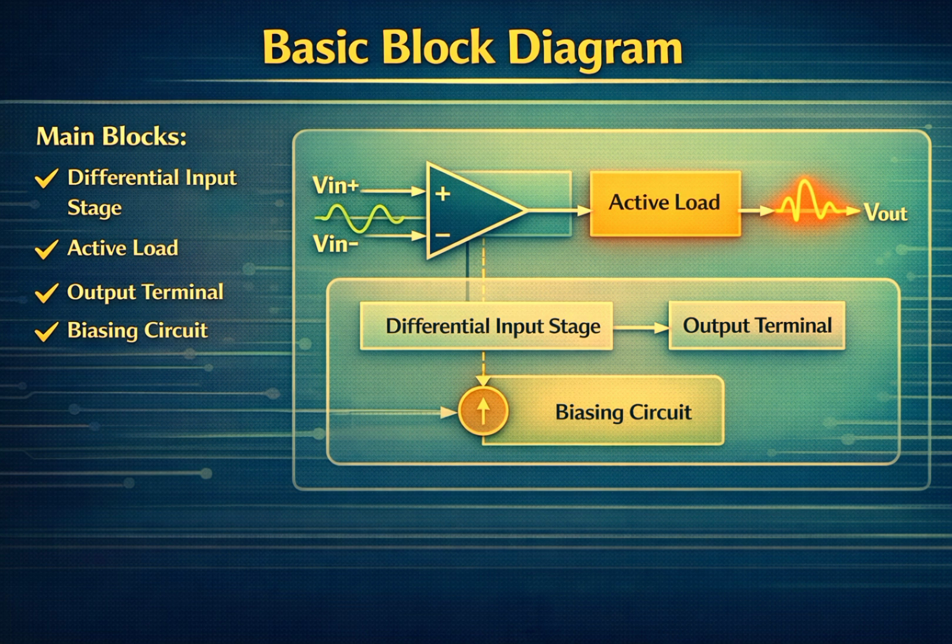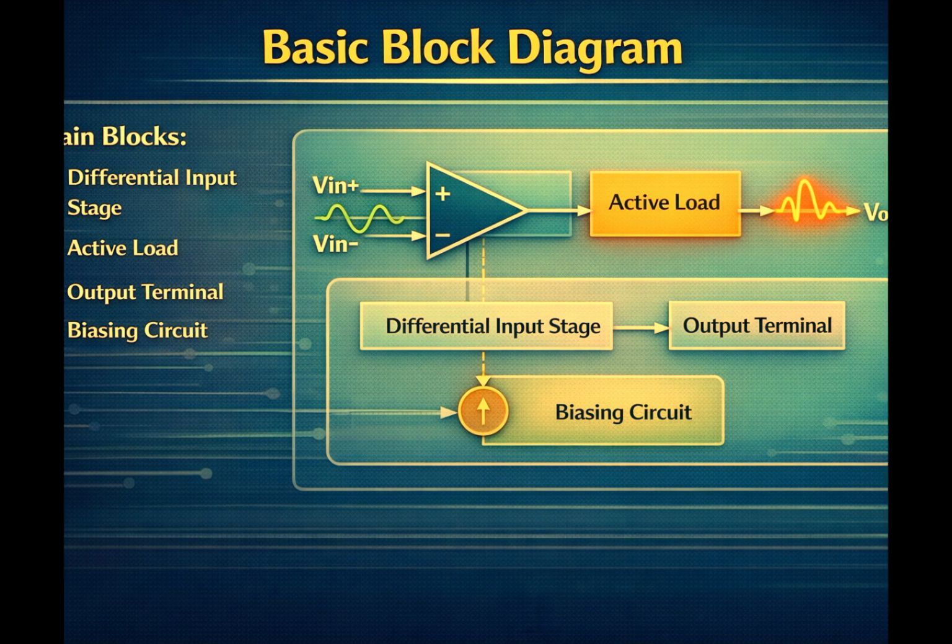Three, output terminal. This gives the amplified output voltage. Four, biasing circuit. This ensures proper DC operating point and stable operation. So in simple words, input difference amplified given at output.